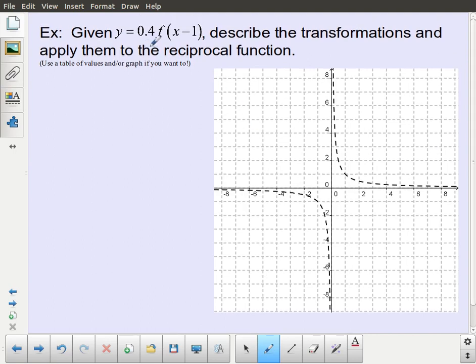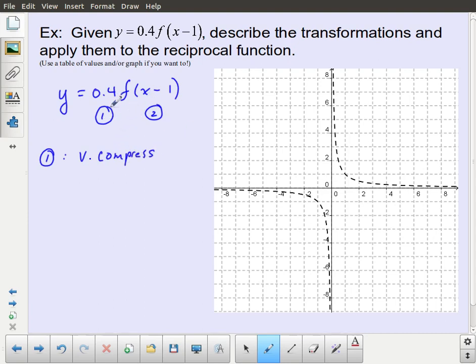All right, so in this case, y equals 0.4 f of x minus 1. So there's my first transformation, there's my second transformation. My first transformation, well, this is a positive value, so there's no reflection. 0.4 is less than 1. So this is what's known as a vertical compression.